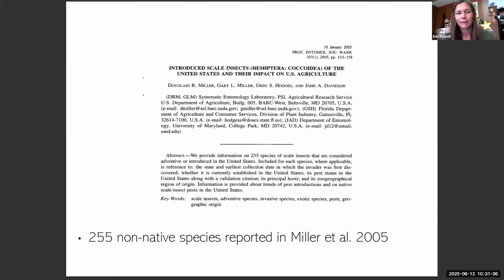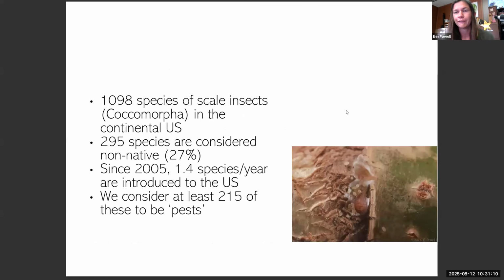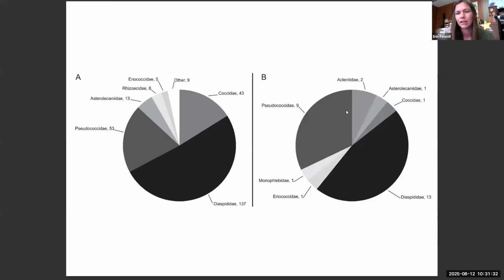So in 2005, this paper reported that there were 255 invasive scale insects in the United States at the time. 20 years later, we have about 295 species of invasive scale insects in the United States. In the last 20 years, we get about 1.4 new species per year introduced to the US, and most of those we consider to be pest species.